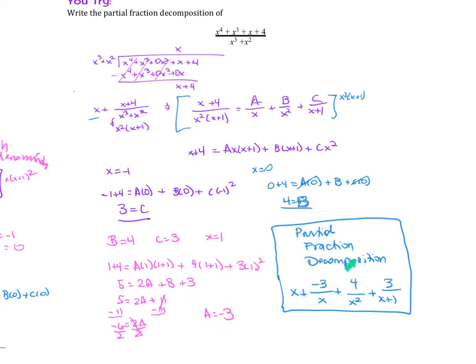And then I wrote my partial fraction decomposition. So x plus a is negative 3 over x, plus 4 over x squared, plus 3 over x plus 1.